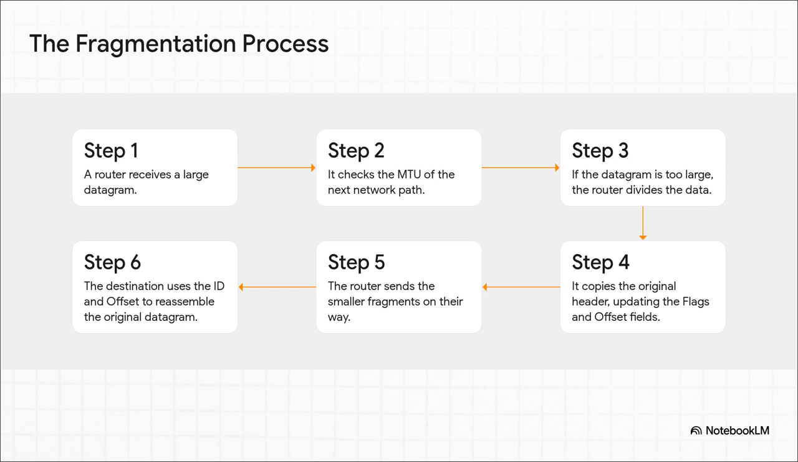It slices the datagram's data into smaller, manageable pieces. Then comes the really important part. It copies that original header onto every new fragment, but updates those key fields, the flags and the offset. After that, it sends all these smaller fragments on their way. They might even take different paths, but it doesn't matter because when they all arrive at the destination, your computer looks at the ID number, gathers them all up, and then uses the offset value on each one like a puzzle guide to rebuild the original datagram perfectly.